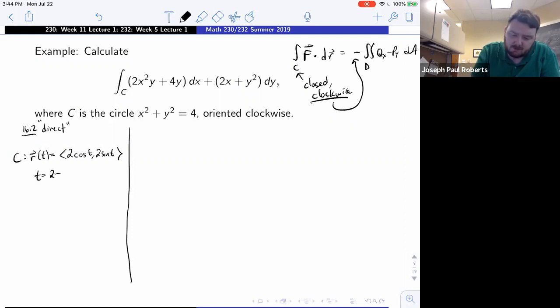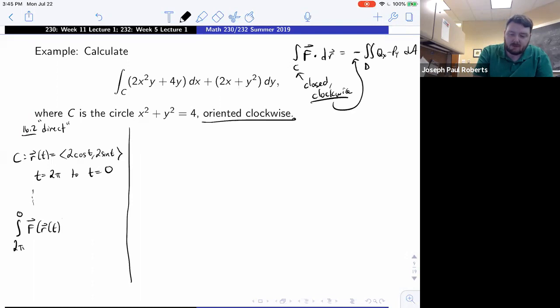But the way I would take care of this clockwise is to just go backwards with your t bounds, right? Because with cosine t, sine t, t is basically your polar angle. So as t increases, you go counterclockwise, which means that as t decreases, you go clockwise. So if you wanted to go clockwise, you could do integral 2 pi to 0 of f of r of t dot product r prime of t. And so anyway, that's how you could do that. But instead, let's do Green's theorem.